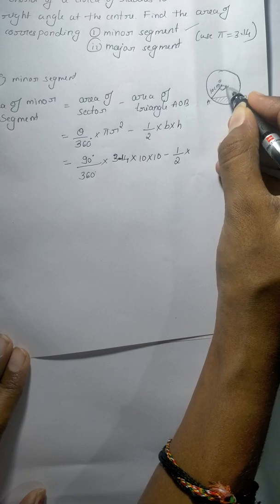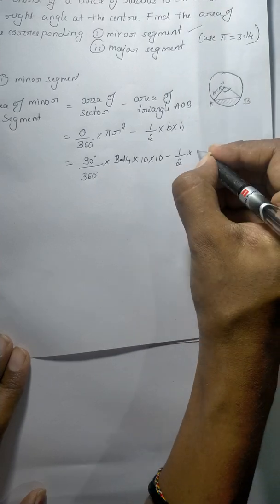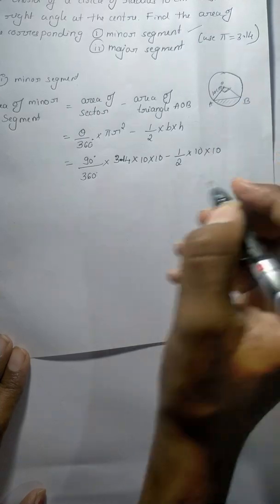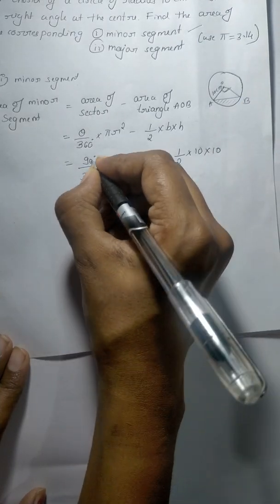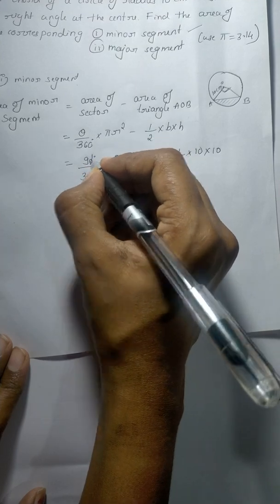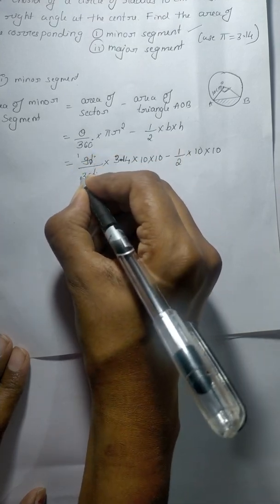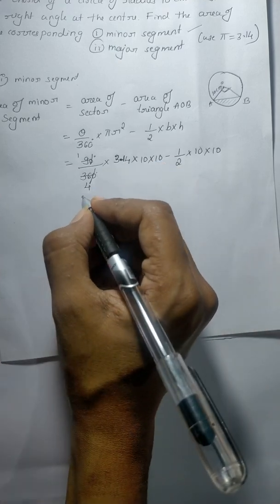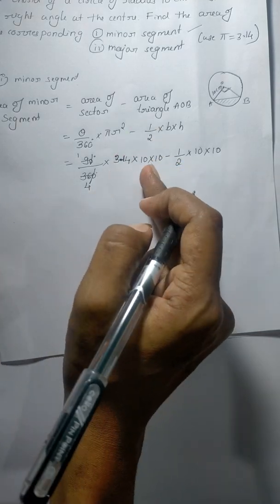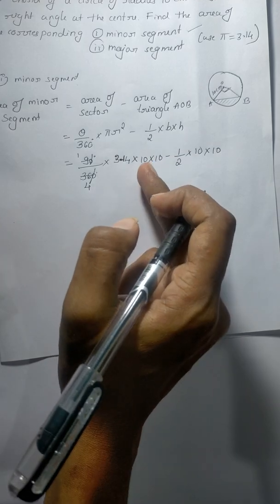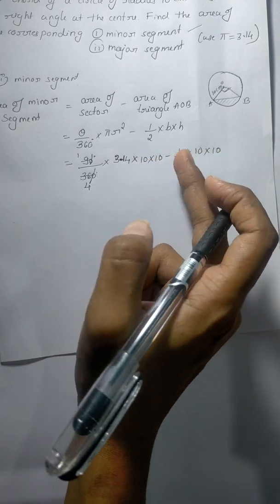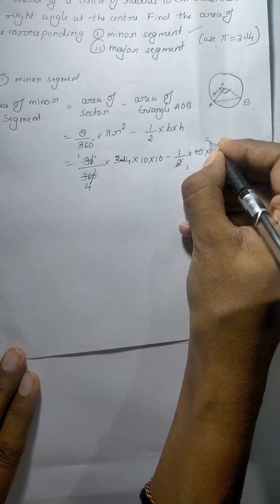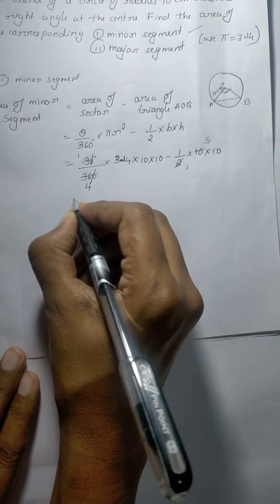At an angle, so this will be the height of the triangle. Both are radii, so they will be equal, 10 into 10. Now wherever possible, cancel: 9 ones are 9, 9 fours are 36, we'll keep it like that only. We'll multiply 3.14 by 10 into 10, so the decimal will be shifted, then we will cancel. 2 ones are 2, 2 fives are 10.